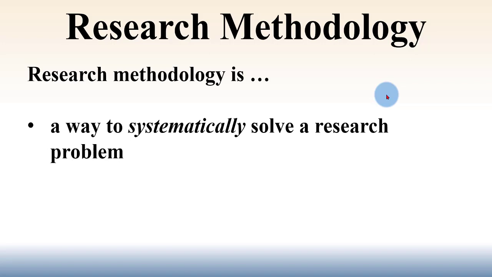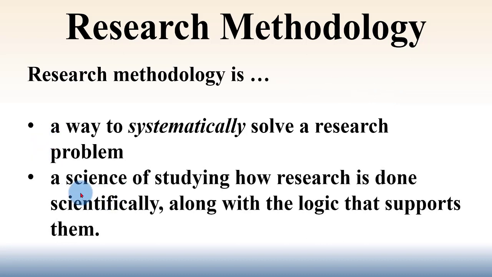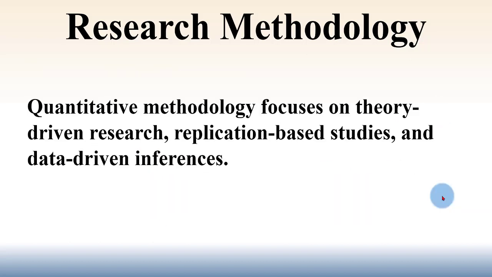So research methodology is a way to systematically solve a research problem. Systematically means you're going to use a verified system that somebody else has used before, or that has been clinically proven or scientifically followed, that kind of thing. So it's the science of studying how research is done scientifically, along with the logic that supports all the research strategies. Quantitative methodology also focuses on theory-driven research, replication-based studies, and data-driven inferences.